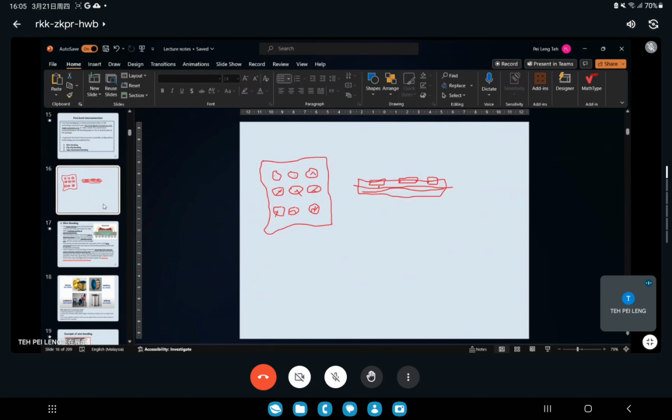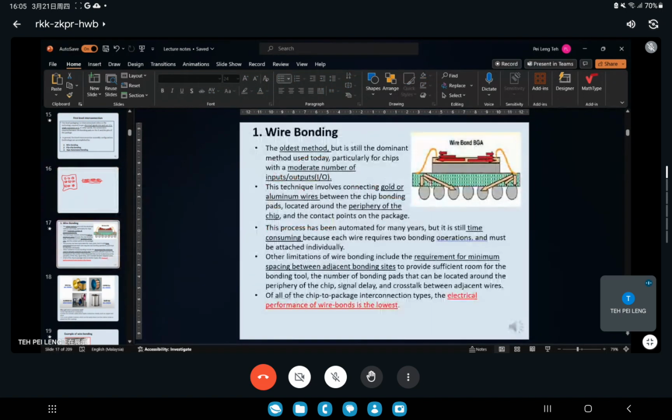So now I introduce to you. First, we go to wire bonding. Wire bonding means, of course, using wire. Very simple, right? So which one is the chip? This one. The gold color one, what is this? Adhesive, because you want to stick the chip on the chip carrier, right?